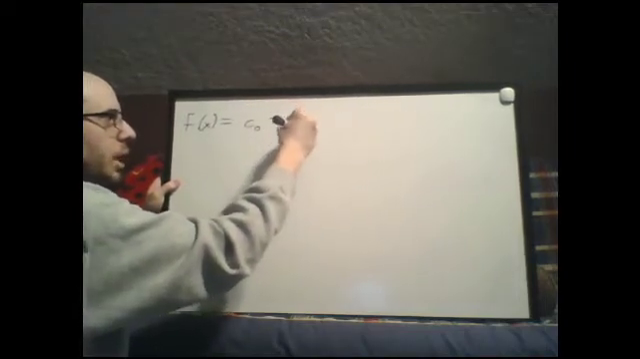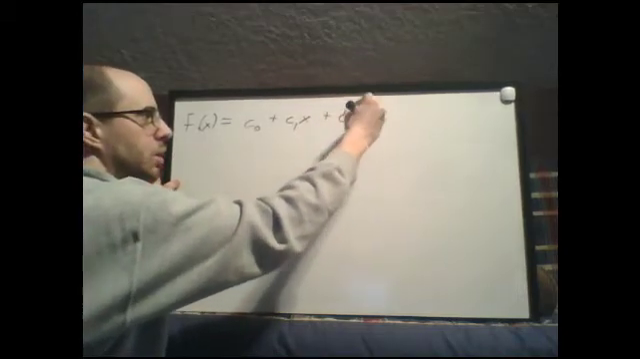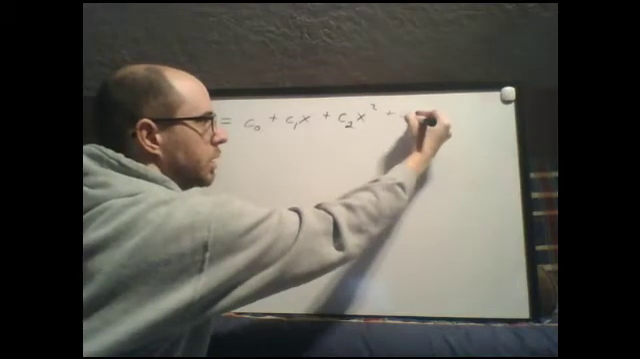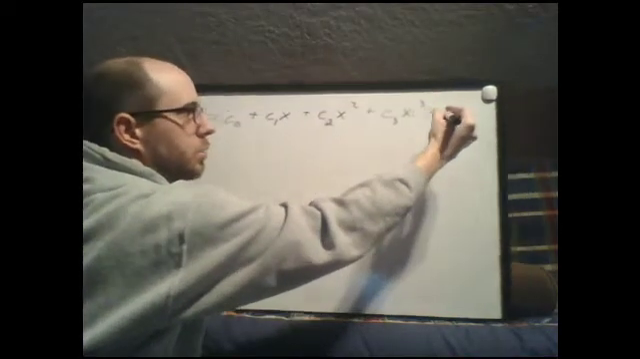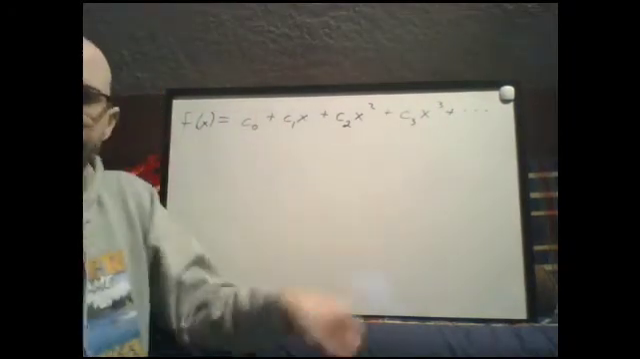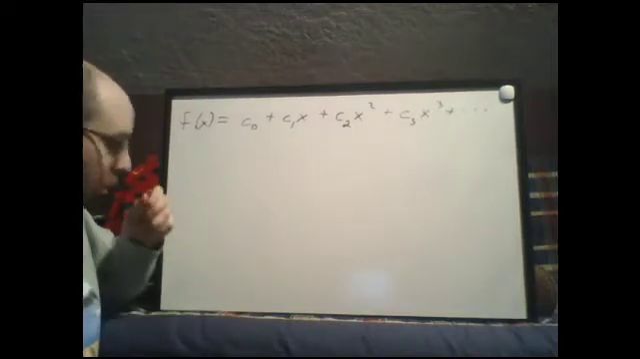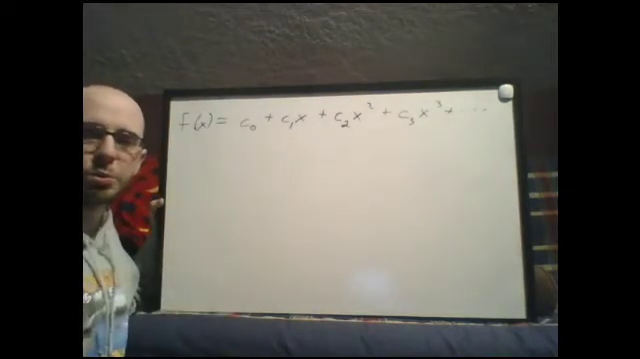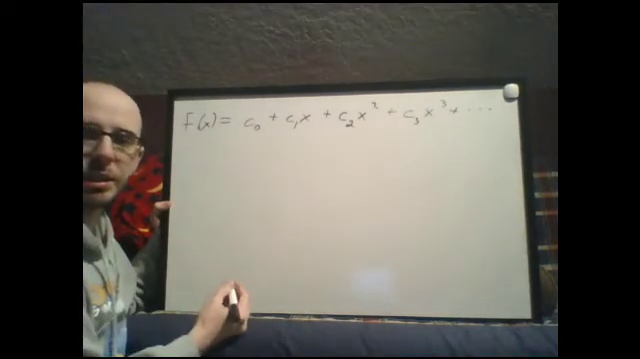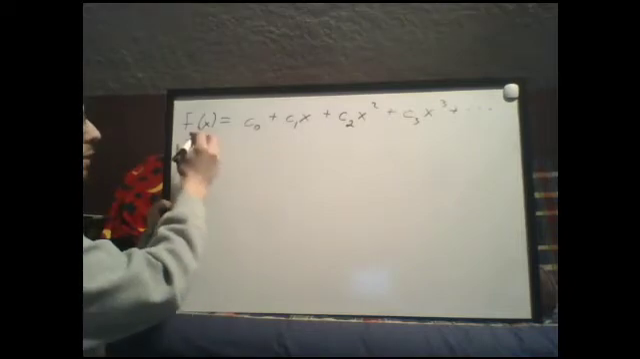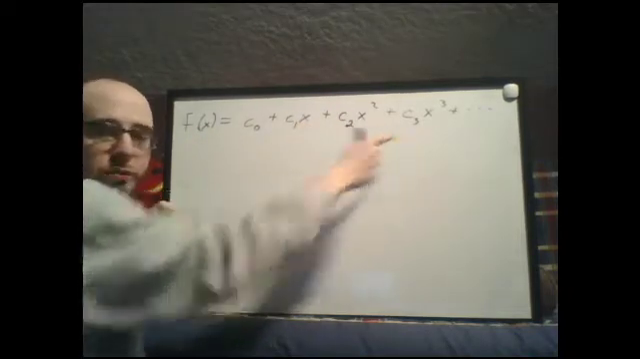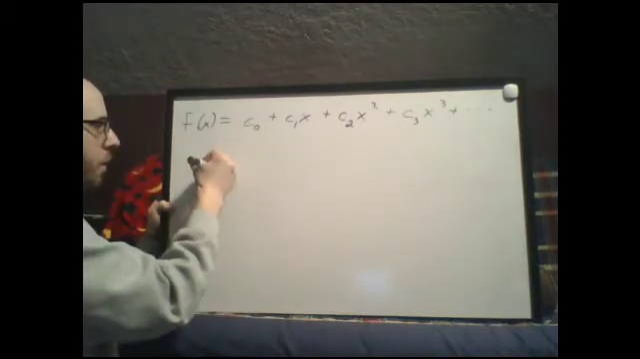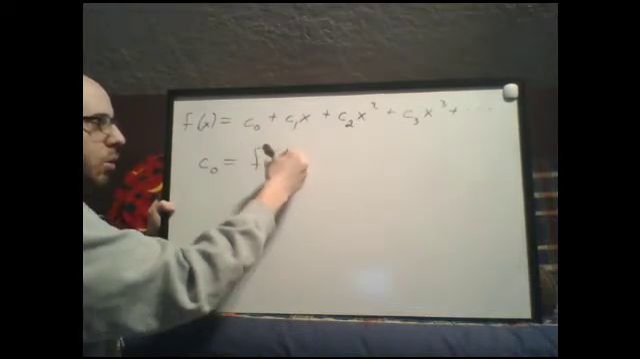So we're assuming f of x is c0 plus c1x plus c2x squared plus c3x cubed, and dot dot dot after that. So we have this infinite polynomial representing f of x. What we want to do is figure out what these coefficients would have to be. So if I want to know what is c0, well, if I plugged in x equals 0, all these powers of x would be 0. So c0 has to be whatever the function value at 0 is.